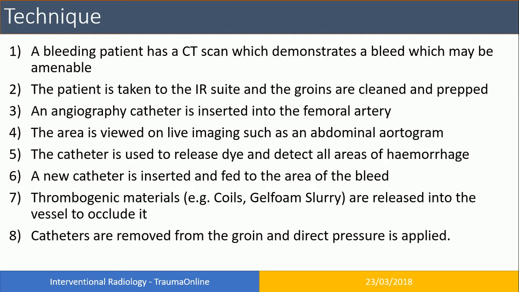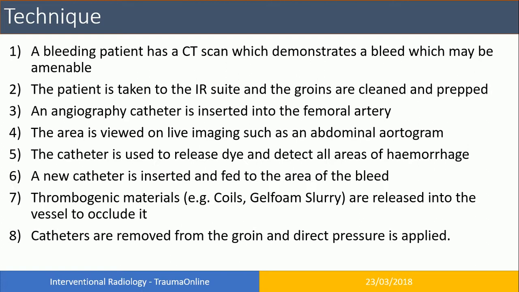So this is the process by which a patient goes to IR and the process that is then performed. So you have a bleeding trauma patient who comes into the hospital, and when you go to a CT scan, they demonstrate a small bleed in one of their arteries, for example. And this may be an internal iliac artery. The patient can then be taken to the interventional radiology suite, and they will clean and prep the groins so they can insert an angiography catheter into the femoral artery.